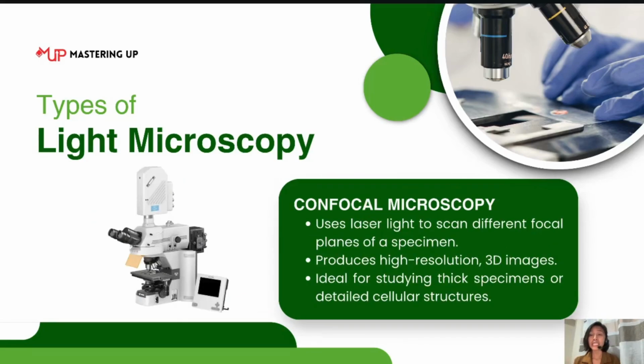Confocal microscopy is even more advanced. This microscope uses a laser to scan different layers of a specimen and creates 3D images of the cells. It's like peeling back the layers of an onion to look at the inside.